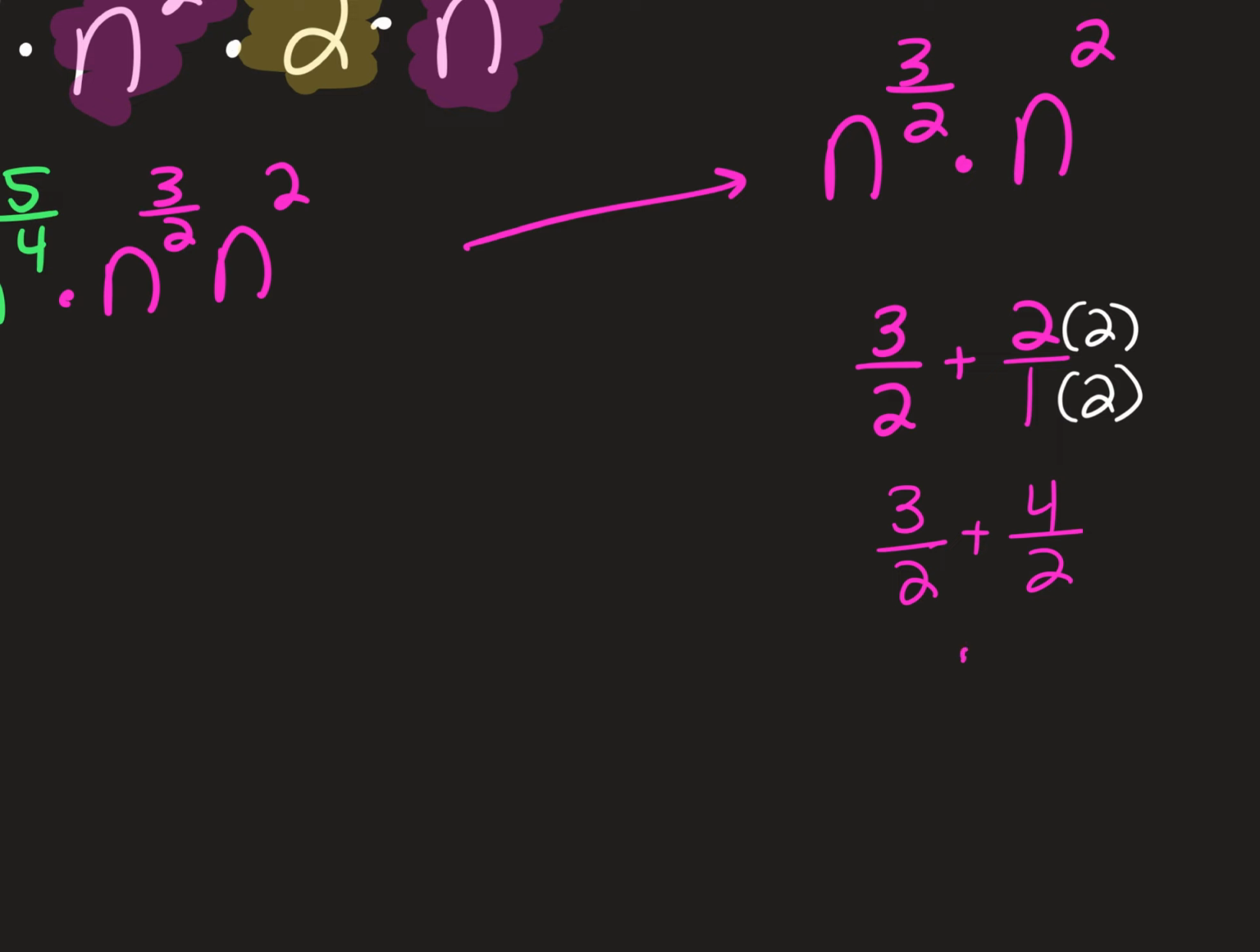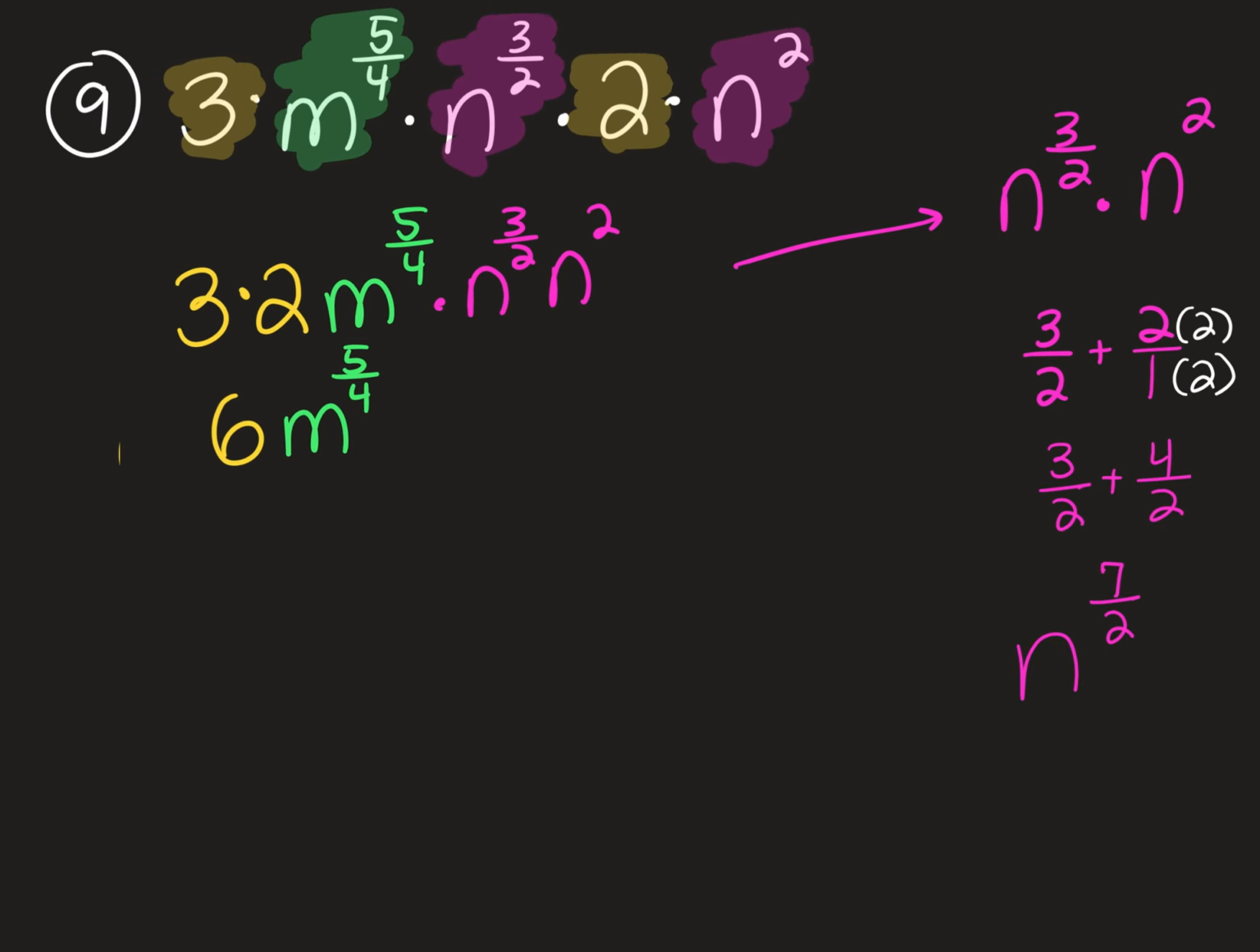All right, so what we end up with is 7/2. Okay, so we're going to add the exponents together. We get 7/2. That's the power on n. It's n to the 7/2 power. So that's what's going to go back into our expression where n was. So it'll be n to the 7/2 power.